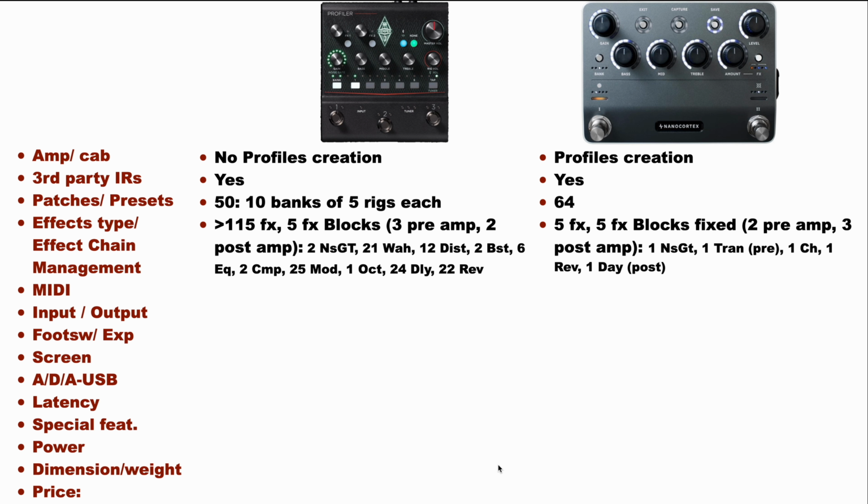On the other hand, I much prefer to have 3 post stereo effects rather than 2, as the Nano Cortex allows me to have a chorus, delay and reverb in stereo after the cab, where the Kemper is limited to only 2 stereo effects after the cab.